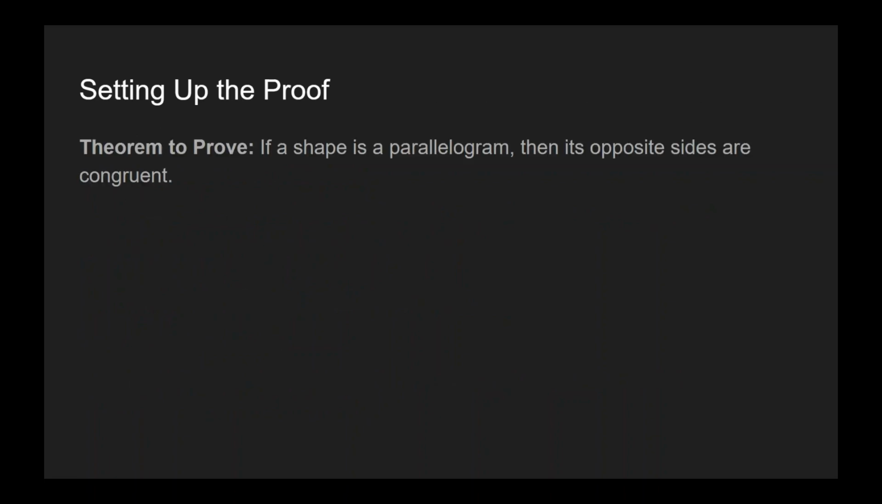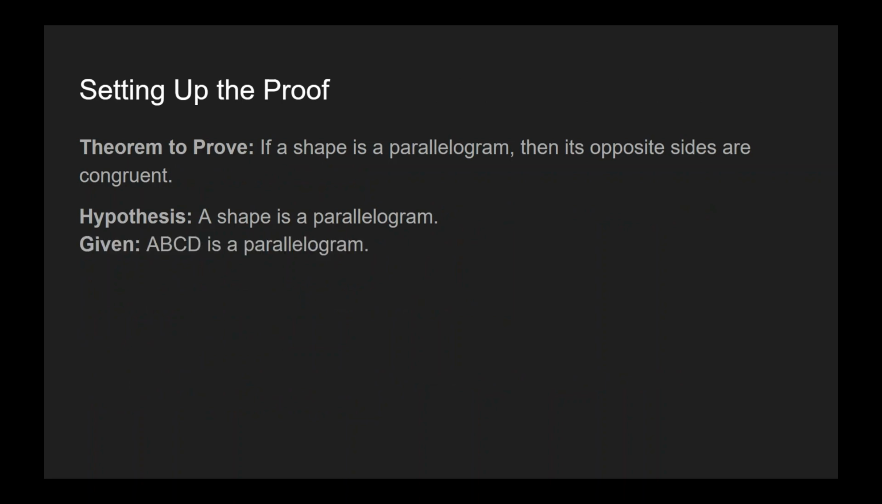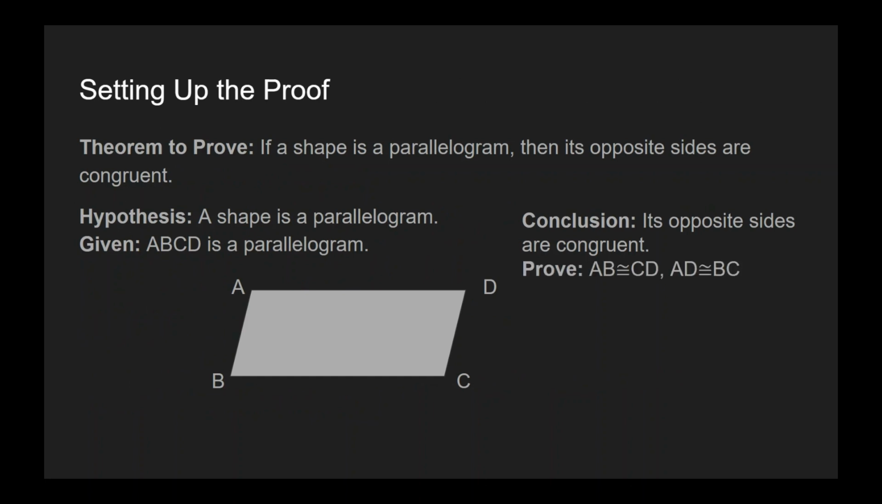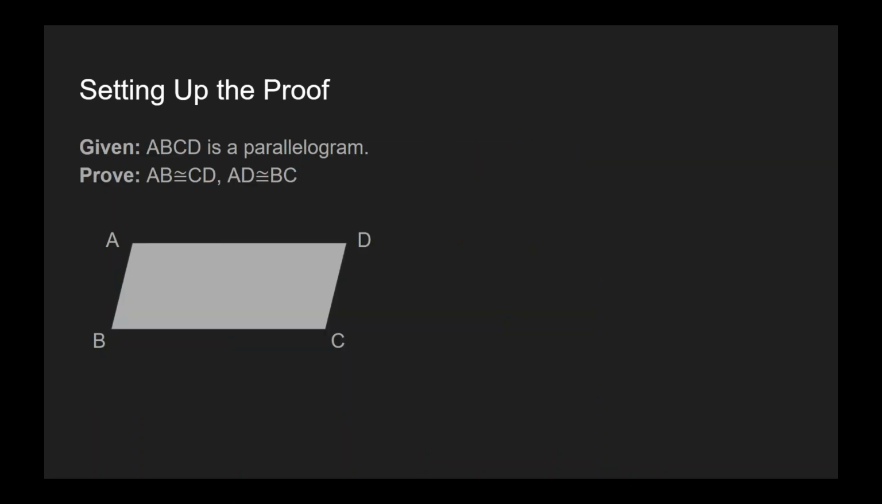Reminder that the theorem we want to prove says if a shape is a parallelogram, then its opposite sides are congruent. The hypothesis here was a shape is a parallelogram. The hypothesis is where we get our given information from, so we need to give ourselves a parallelogram, which we will call ABCD, and here it is. The conclusion is that its opposite sides are congruent. That's where we get our what to prove statement. So we are going to prove AB is congruent to CD and AD is congruent to BC.